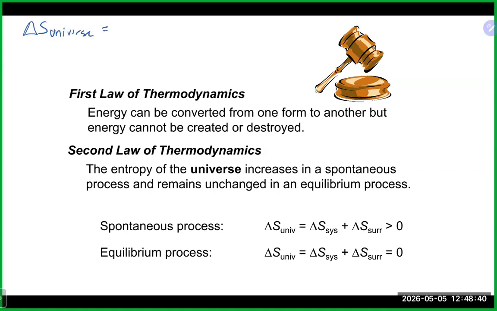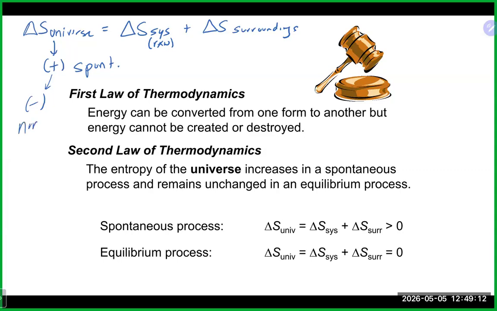Basically, the delta S of the universe is made up of two things: the delta S of the system, which in most cases is the reaction, plus the delta S of the surroundings. Now, if you calculate the delta S of the universe and you end up with a positive value, then that reaction is going to be spontaneous. Vice versa, if you end up with a negative value for the delta S of the universe, that's going to be a non-spontaneous process.